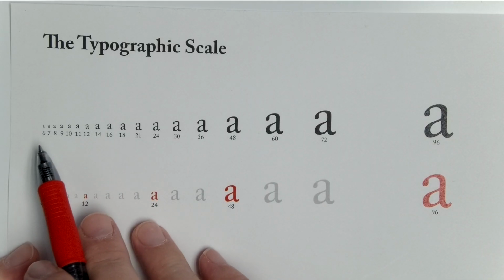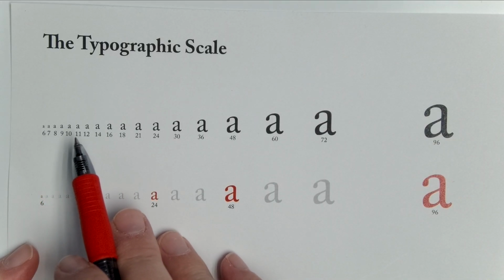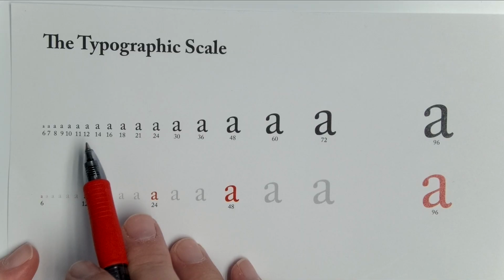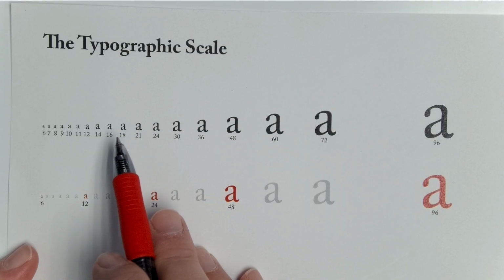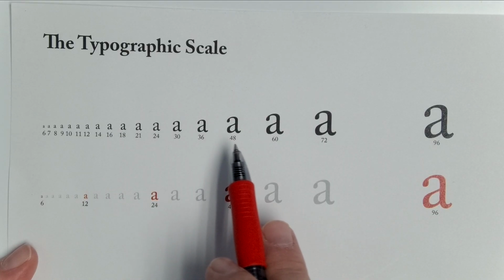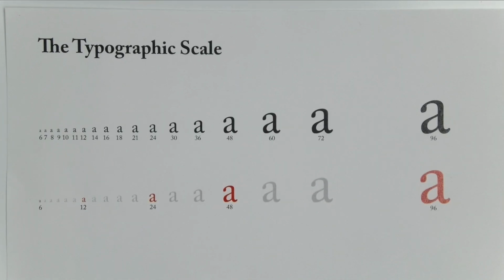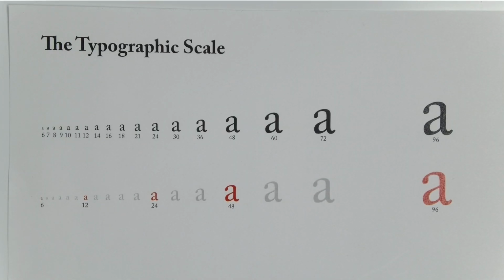Now, also notice, while we start off 6, 7, 8, 9, 10, 11, 12, what's missing after 12? 13's missing, right? It goes to 14. Then 15's missing, it goes to 16. And you can see that there are certain numbers that are missing in here. This is the standard typographic scale. These sizes were typically used as a visual progression in type. These were the traditional sizes that you would typically use.